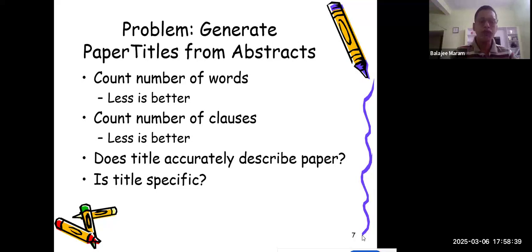Second one is count the number of clauses. Definitely, multiple clauses should not be entertained in a single title. If multiple clauses are there, you need to prepare multiple titles, multiple papers. You should not include multiple clauses in a single paper, because every paper should be strongly bound to a single clause, single point, single research topic. Next, does the title accurately describe the paper? We need to check this point also. The fourth one, is the title specific? Definitely, the title should be specific to a single point.